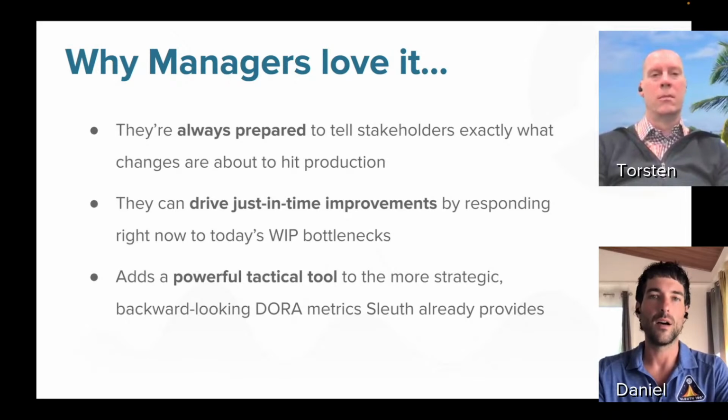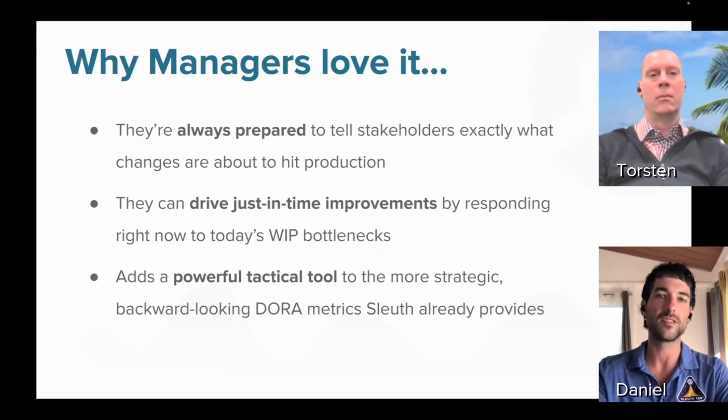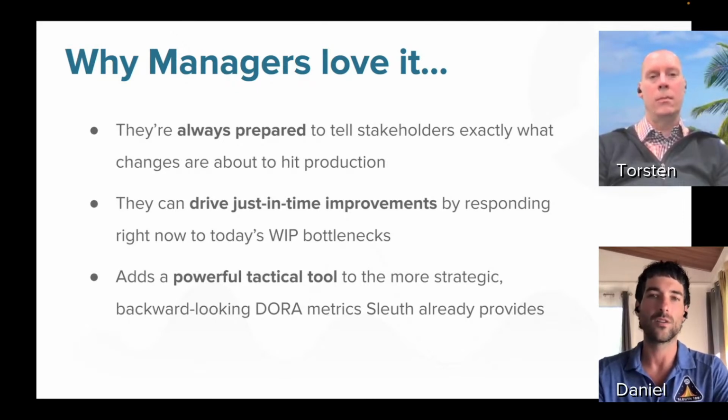We know that engineering managers love this because when it comes to visibility and transparency into the work in progress, they're always prepared to answer stakeholder questions about what changes are going to hit what environments when, right? And that's not just production. That could be answering to a product manager like me: when will I have this change available on staging so I can put my hands on it and see if it meets the acceptance criteria? Or go to market teams who might want to know when it's going to hit production so that they can see it under a feature flag.